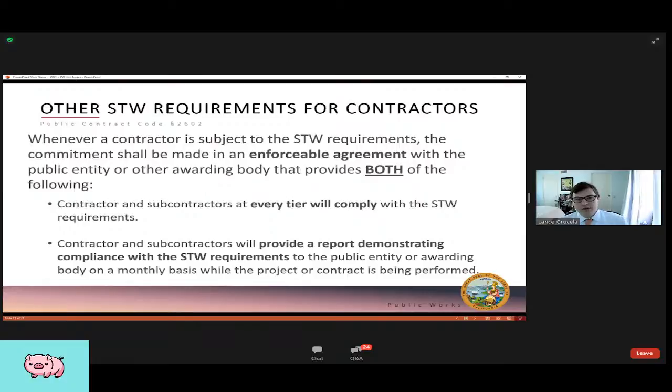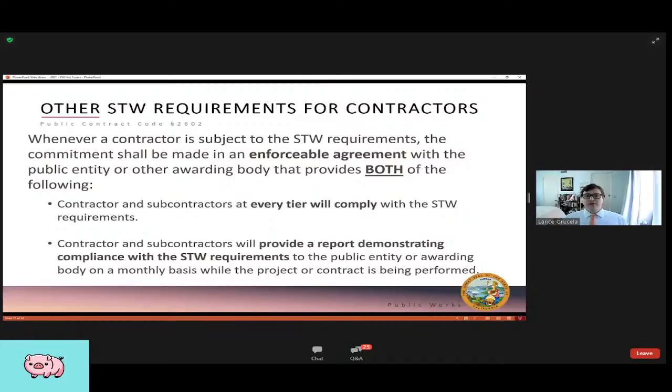So whenever a contractor is subject to these skilled and trained workforce requirements, again, from either the patchwork of statutes that says to the awarding body, if you're going to use this procurement method or you're going to have this type of project, contractors must agree to use a skilled and trained workforce, or on their own volition. Again, this catch-all where it says, in addition, the awarding body can decide to require it, even if it's not required by statute.